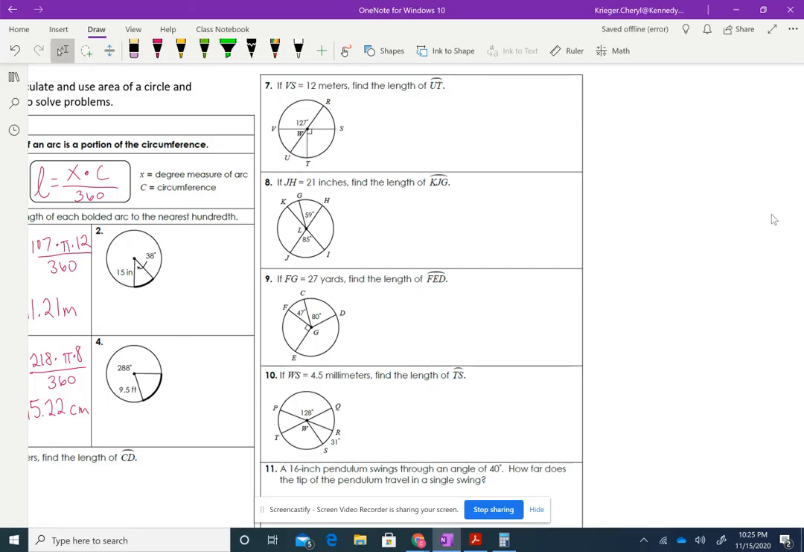How about number 8? This looks challenging. So we have JH is 21 inches. That's the diameter. Okay, so that's good. We know the diameter is 21. Find the length of the major arc KJG. From K through J and then all the way to G. All right, so it looks like we have to find these angles, vertical angles, and then add it to 59 and 85.